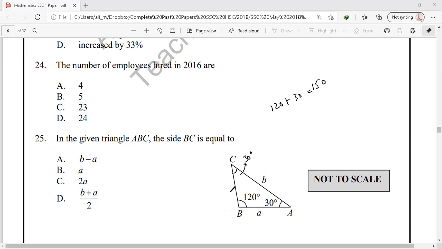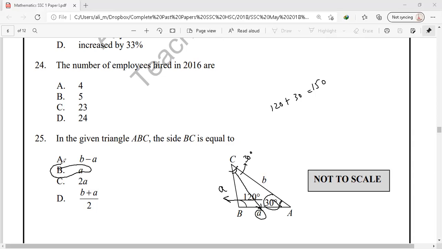So we know that when two angles of a triangle are equal, then the sides opposite to them are also equal. So this angle is 30 and this angle is also 30. The side opposite to this 30 degrees is A, so the side opposite to this other 30 would also be equal to A. So for question number 25, we have the correct option, that is option B.